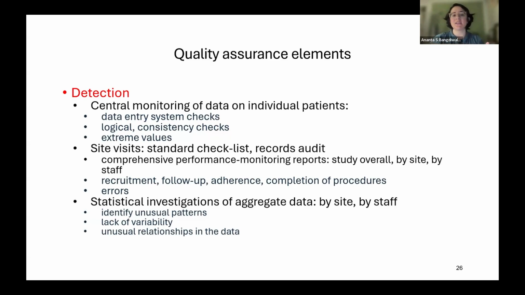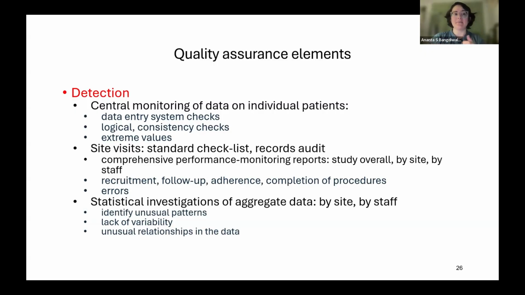And then statistical investigation into the aggregate data by site and by staff. That lets you identify unusual patterns, lack of variability, unusual relationships in the data. All these things are for detection. These are things that are ongoing during the trial to make sure that you're catching quality issues in real time.